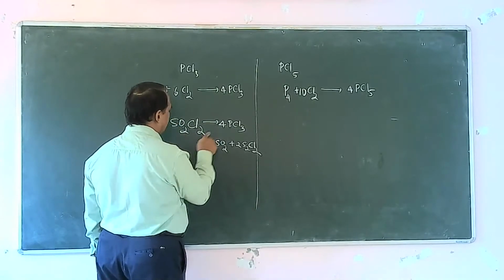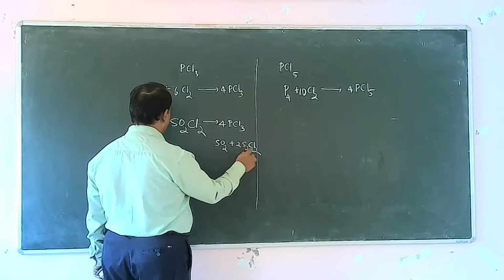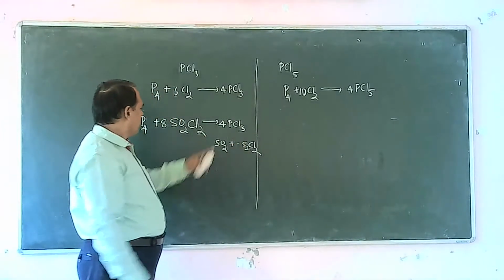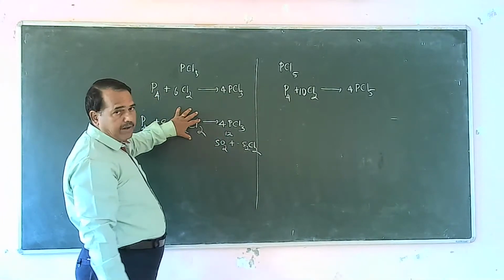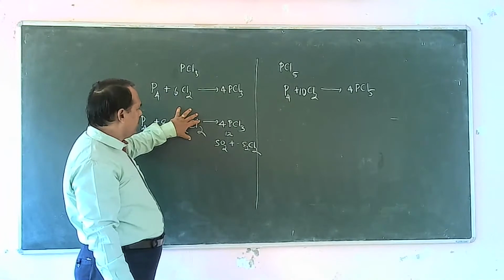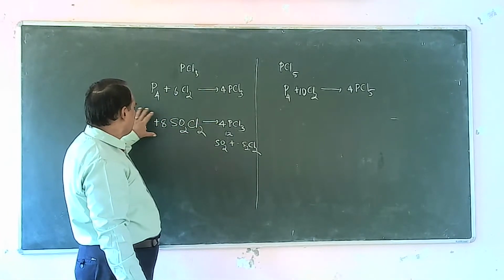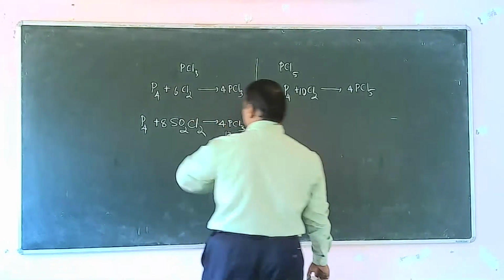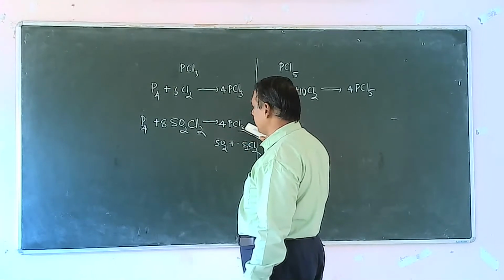Now we have to balance this. 8 chlorine atoms, therefore there is a 12. So therefore it is S2Cl2. See here 12, we shall balance it. It can also be prepared by what? Sulfuryl chloride. What is the formula? SO2Cl2. See, P4 plus 8 SO2Cl2, so you get 4 PCl3. Can you see the equation?